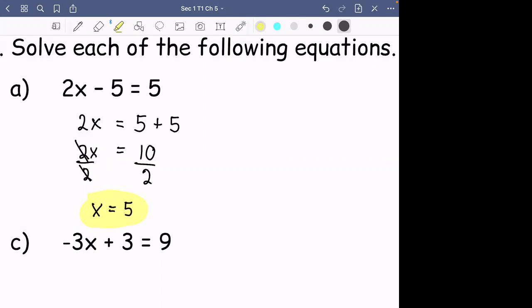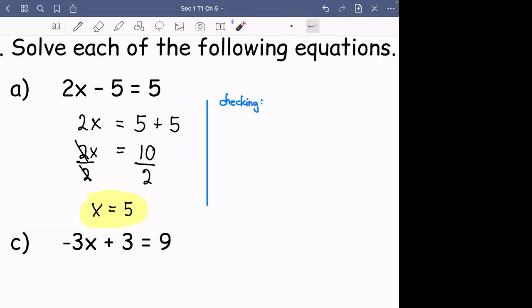Now, how do you check if your answer is correct? Maybe Mr. Jojo is not telling the truth. So this is how you check. You don't have to perform this every time, but I'll teach you how to check if your answer is correct. Now you say that x is equal to 5, right?